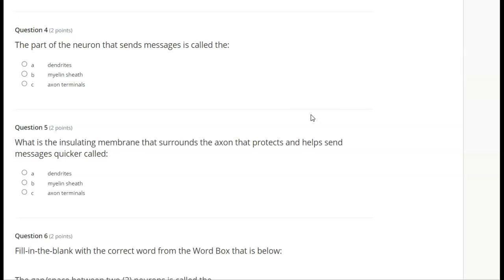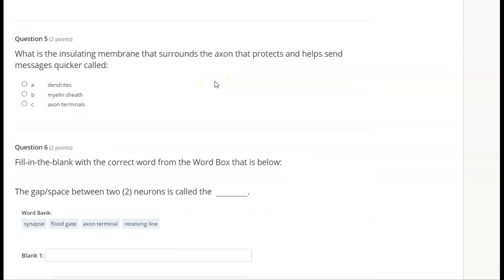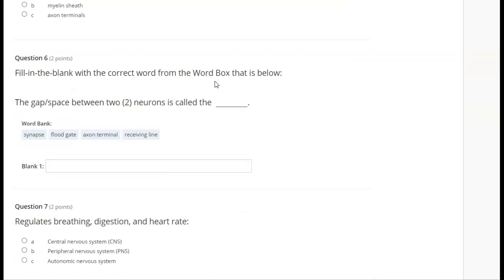The part of the neuron that sends messages is called the blank. A, dendrites, B, myelin sheath, C, axon terminals. What is the insulating membrane that surrounds the axon, that protects and helps send messages quicker called? A, dendrites, B, myelin sheath, C, axon terminals.